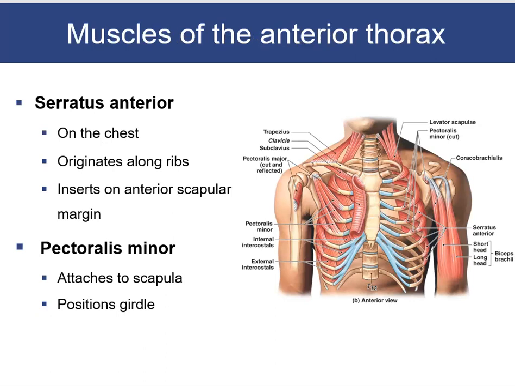Starting with muscles of the anterior thorax, we have the serratus anterior. We see them over here on the side. These are found on the chest, and they originate along the ribs and insert on the anterior scapular margin. This group of muscles acts to rotate the scapula. And then here is the pectoralis minor. We see this on the other side. This attaches to the scapula and helps to position the shoulder girdle.